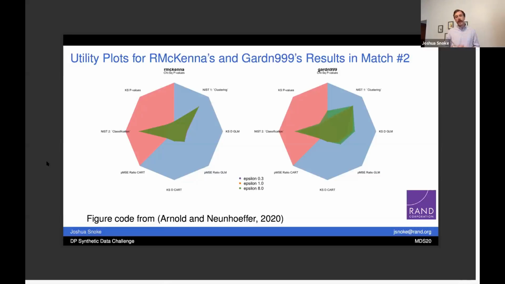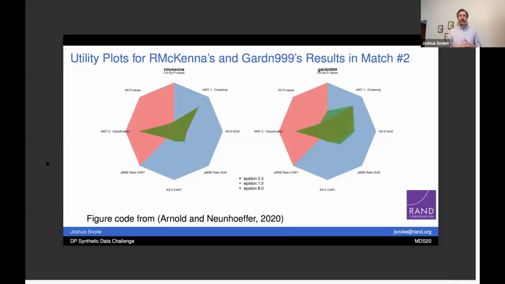So one of the things I wanted to highlight here is that if you look at the left with R. McKenna, as I mentioned, there's almost no change as epsilon changes. Actually, I realize there's a typo. This is match 2, so the epsilon should be 0.01, 0.1, and 1. If there was change, you would see different shaded areas, but you just see one green kind of triangle. And it's because the utility is almost equivalent for all levels of epsilon.